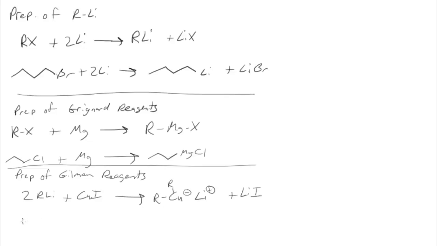And again, we can do a specific one. So we can have 2 equivalents of, say, methyl lithium, and react that with copper iodide to form dimethyl lithium cuprate, plus lithium iodide.